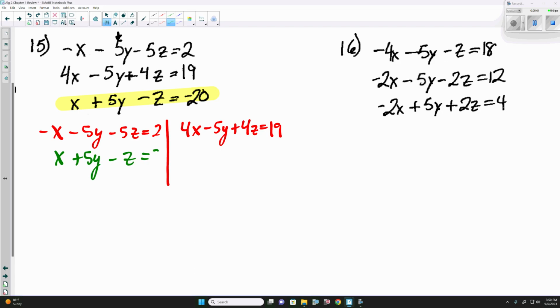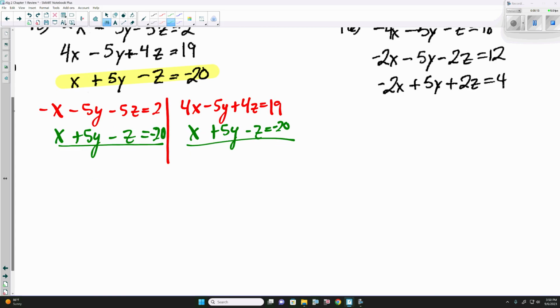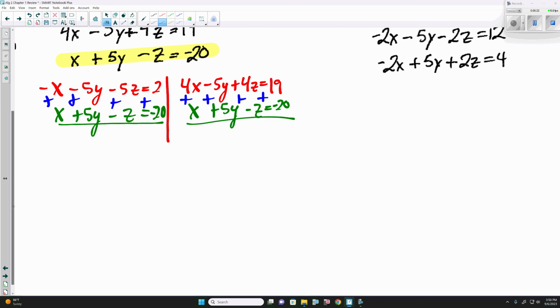Now luckily for this here, I don't have to change anything because the value for y is already the same in both, so I don't need to do anything there. Now since the signs are opposite, we will add the two equations together in both regards. And when we add, for the first one, negative x plus x is 0. Negative 5y plus 5y is 0. And negative 5z minus z is negative 6z.